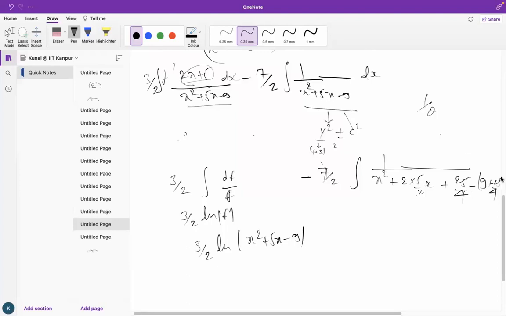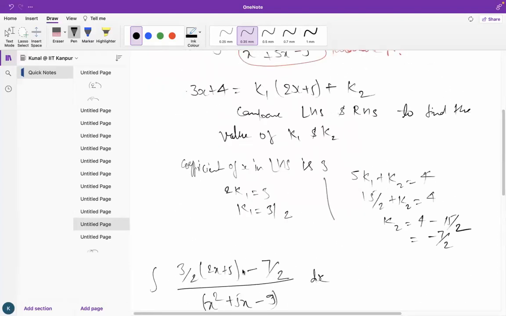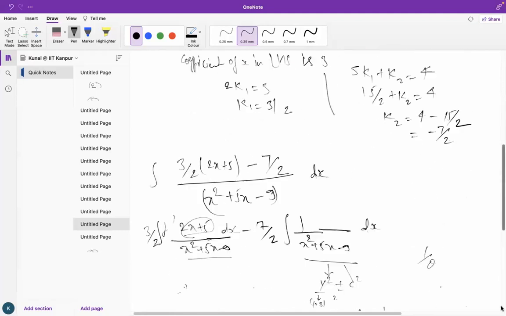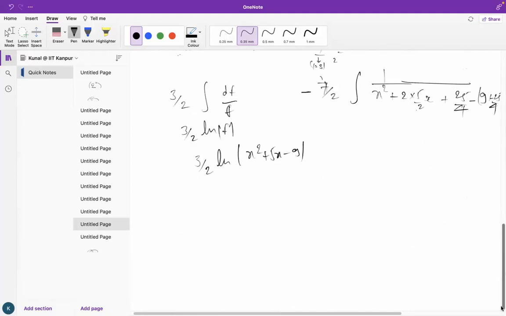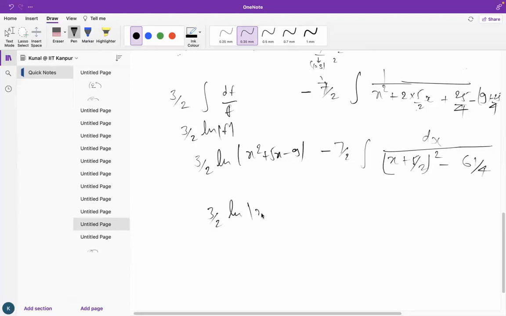25 by 4. We just add and subtract 25 by 4, because the square of 5 by 2 gives that. So it will look like minus 7 by 2 times the integral of 1 over (x plus 5 by 2) whole square minus 61 by 4 dx. So it's of the form 3 by 2 ln(x square plus 5x minus 9) minus 7 by 2 times the integral.